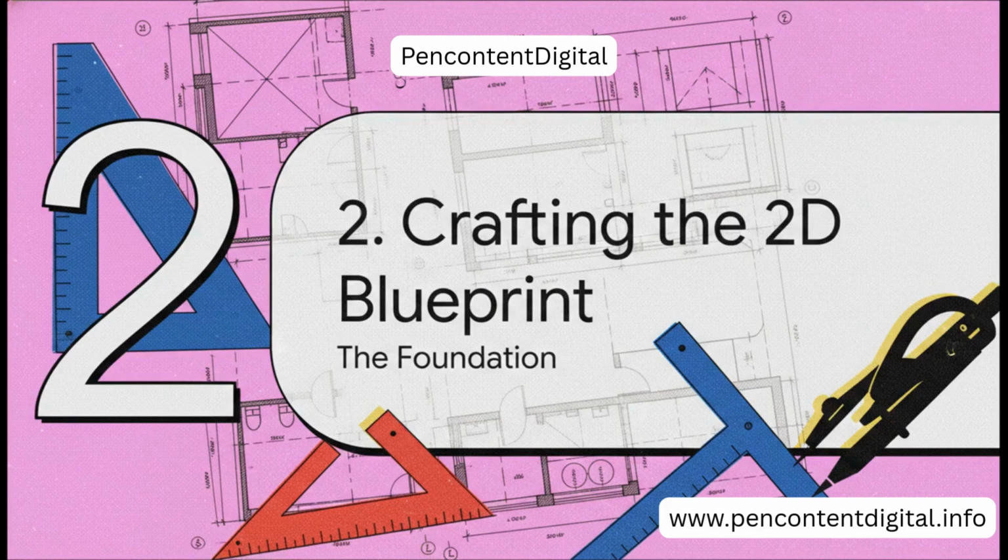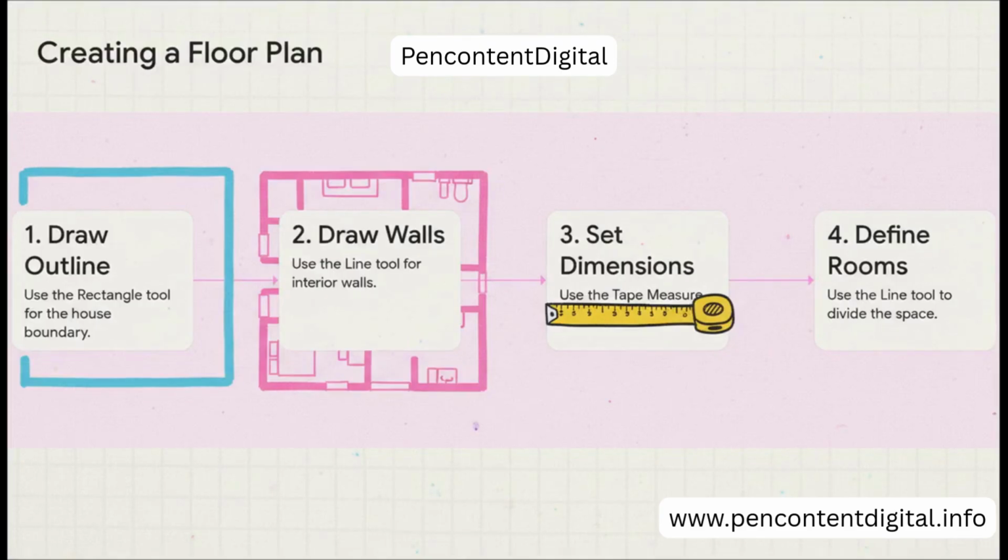All right, on to the foundation of our entire model, the 2D blueprint. You should think of this as the architectural DNA of your project. Seriously, every wall, window, and door in your final 3D model is built on this plan, so getting it right is everything. So the key here is to work from big to small. You'll start with the rectangle tool to lay out the overall footprint of the house. Easy enough. Then you'll switch to the line tool for the interior walls. But here's a pro tip. Before you lock those rooms in, grab the tape measure tool to set the exact dimensions. That little step is what separates a rough sketch from a legitimate blueprint.